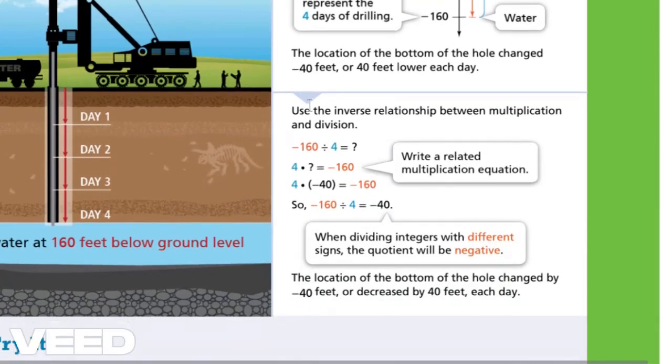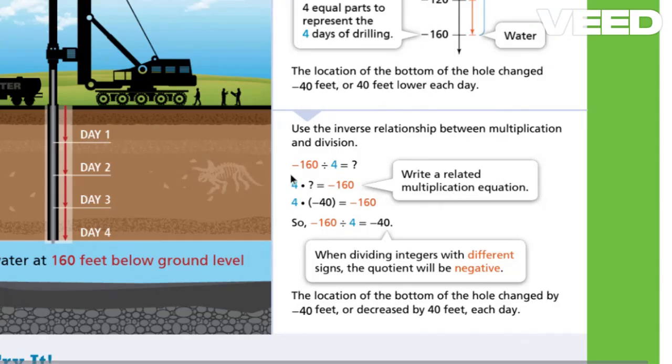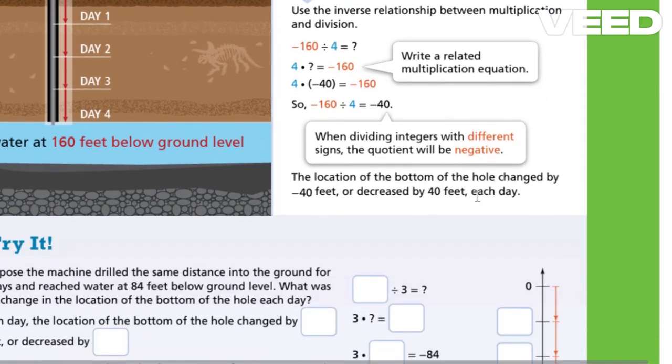And once again, let's use the inverse relationship between multiplication and division. If we don't know what negative 160 divided by 4 is, we can say 4 times what number is negative 160, and that number is negative 40. 4 times 40 is 160, so 4 times negative 40 will be negative 160, and now we know that the location of the bottom of the hole changed by negative 40 feet, or decreased by 40 feet each day.